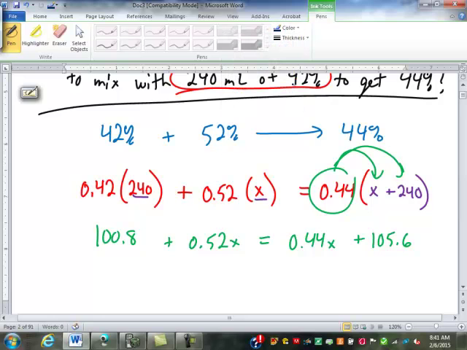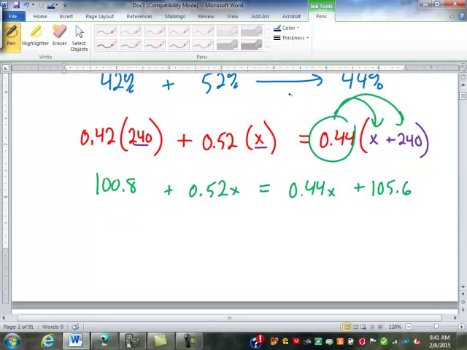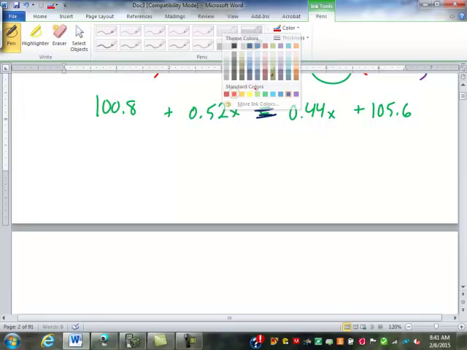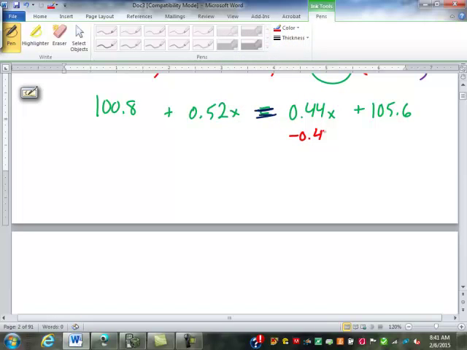So now we're solving the equation. We see that there is an X on each side of the equal sign, so we have to get rid of one of them. 0.44X is the smaller one, so that's the one we're going to get rid of. So we're going to subtract. We're going to take away 0.44X. It's now gone over there. All that's left is the 105.6.